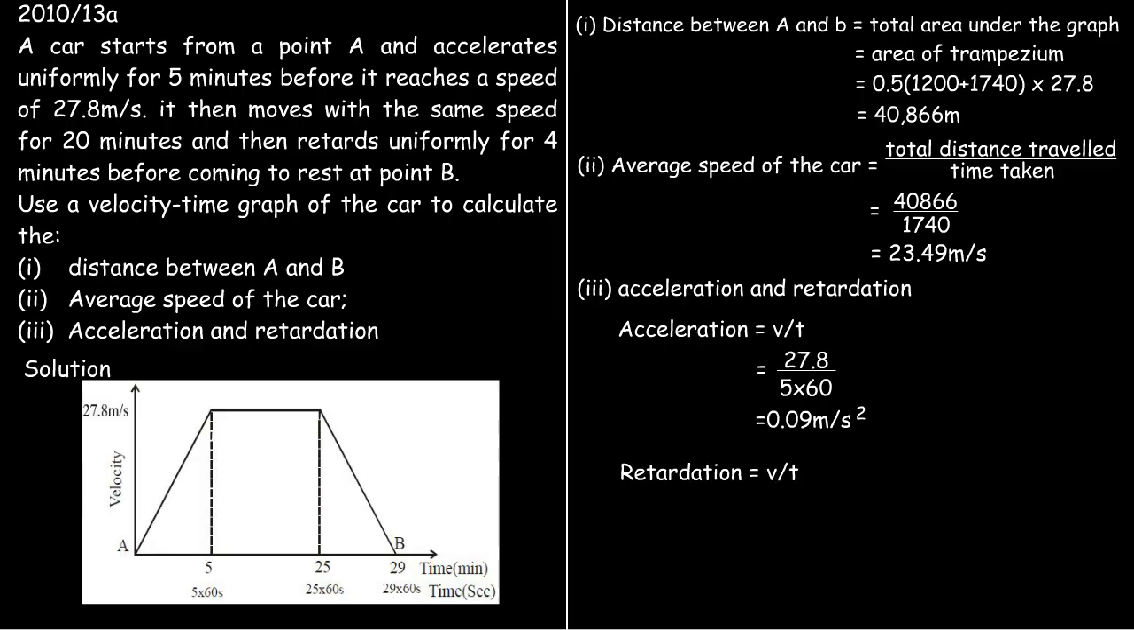Similarly for our retardation, it will be equal to velocity over time, which should be equal to 27.8 divided by 4 times 60, because it retarded to stop in 4 minutes, which will be equal to 0.12 meters per second squared.